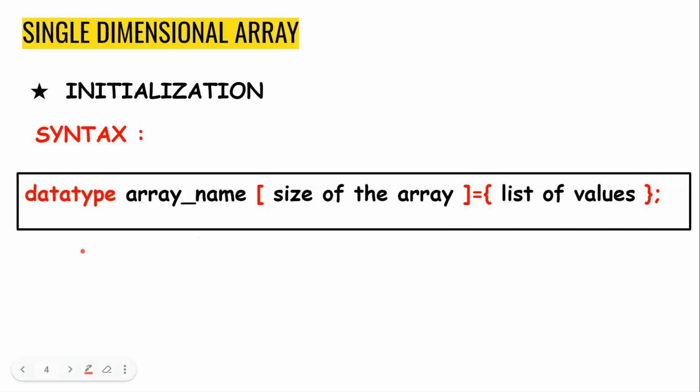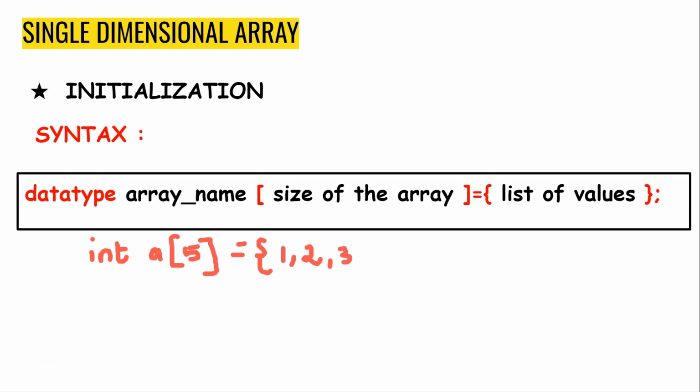The remaining elements will be set to 0. Say for example, int A of 5 is equal to... so here we should have initialized 5 values, but now I am going to give only 3 values, 1, 2, 3.